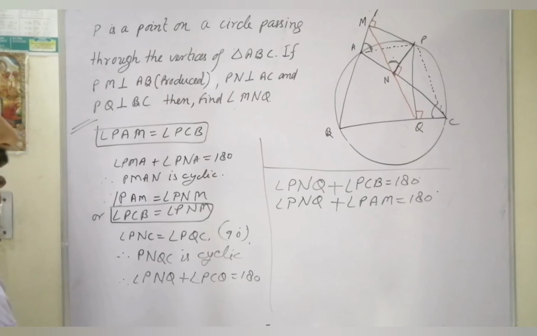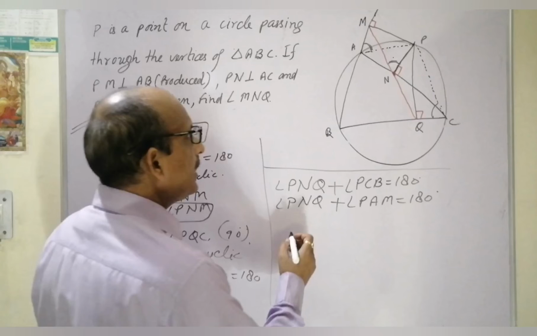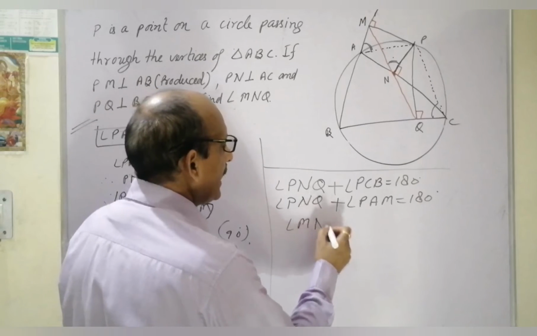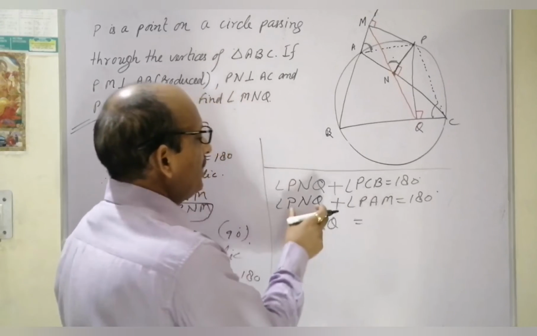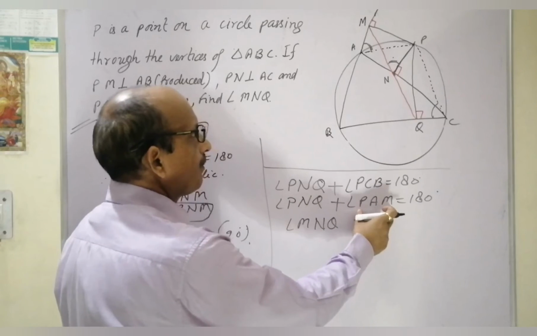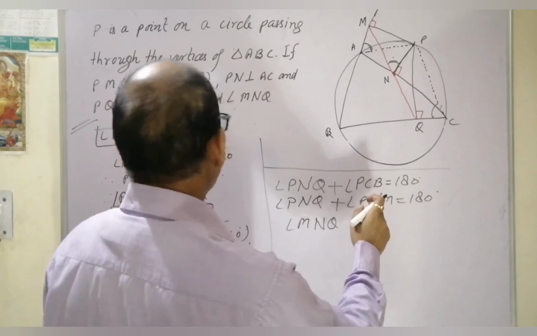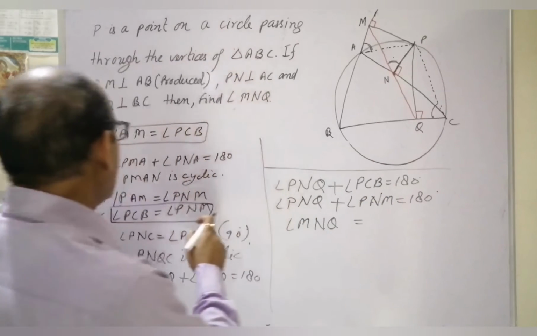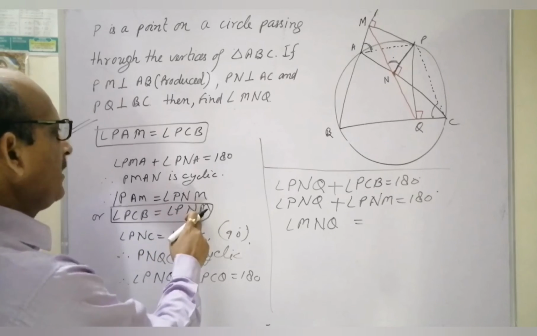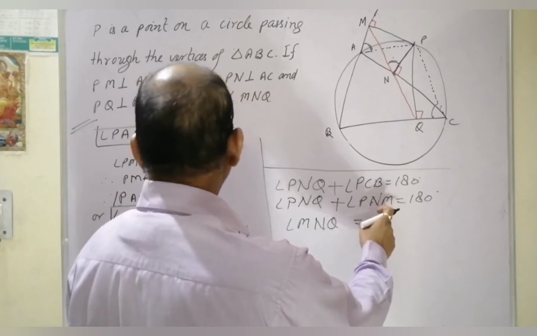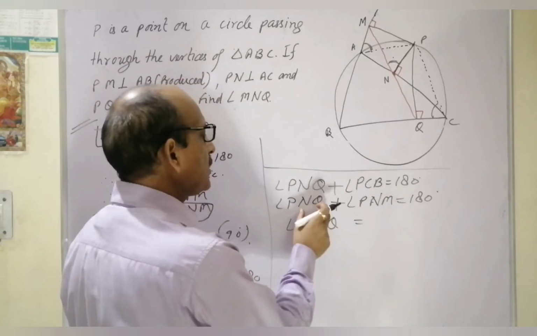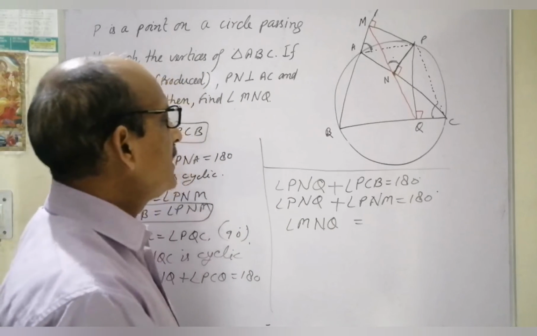Now look at the figure. PCB is equal to PNM. Sorry, PNM. Okay, so PCB is equal to PNM. So PNQ plus PNM is making 180 degrees.